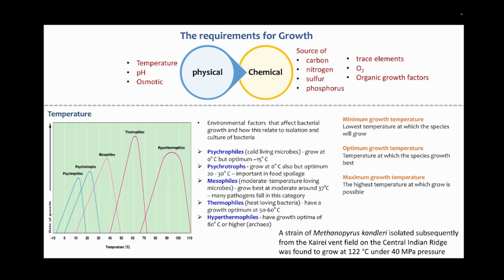A good example would be your Listeria monocytogenes. This is one bacteria that is causing a lot of problems for salads, for coleslaw, all the kinds of foods that are kept refrigerated.